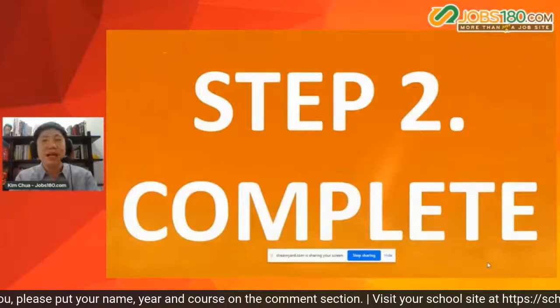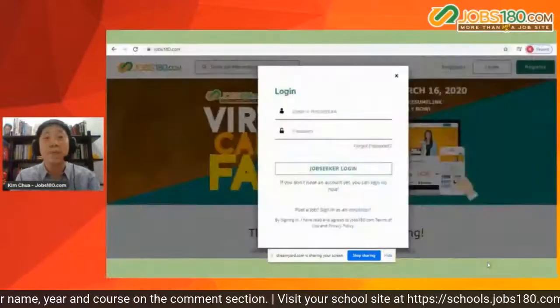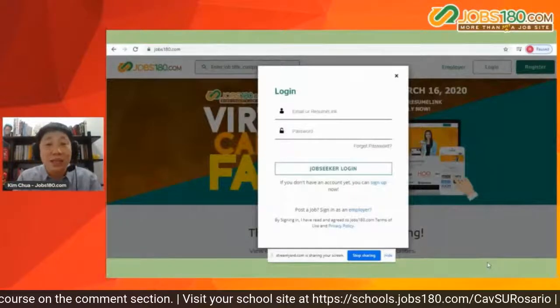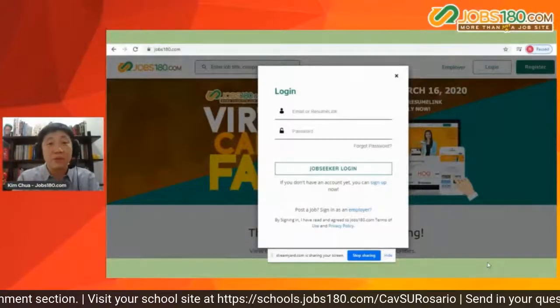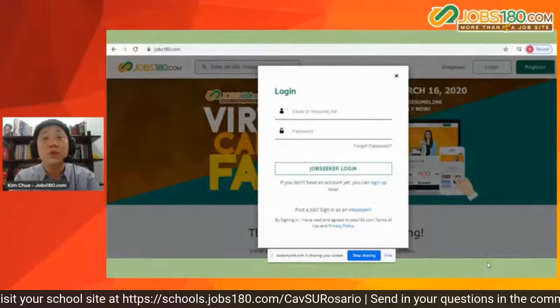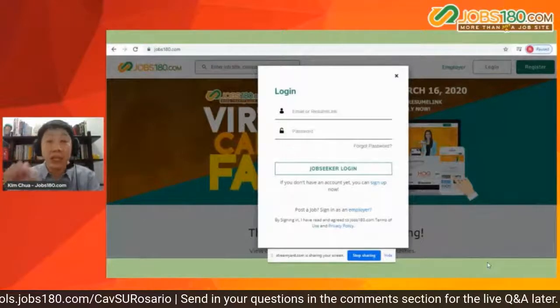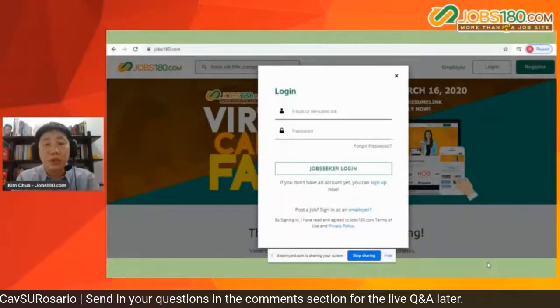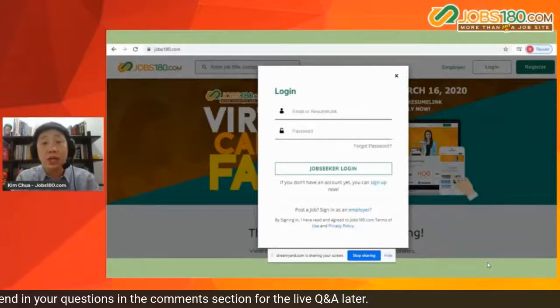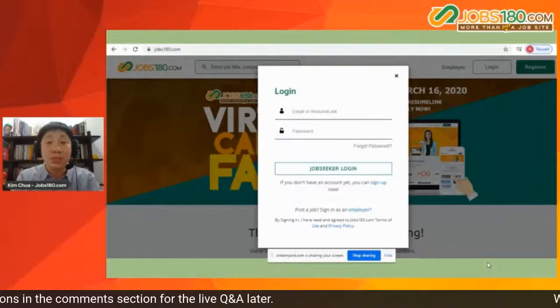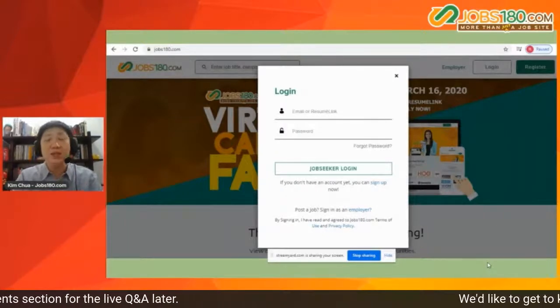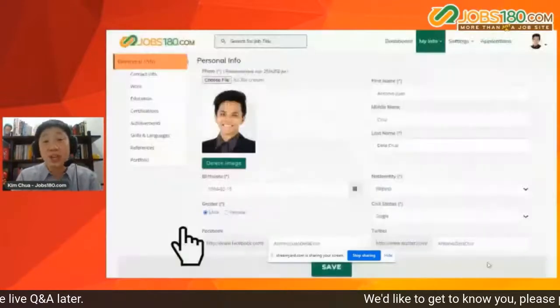Ang second step, ang pinaka-logical sa lahat. Kailangan kumpletong detalye nyo. So how do you do that? You go back again to your account by going to the website of jobs180.com. This time, hindi mo kailangan mag-register. Ang gagawin mo, mag-login. Pag login mo, lagay mo dito yung email nyo or resume link nyo, kayo lang may alam yan, at lalo na yung password nyo na kayo lang talaga may alam yan. So when you do that, you now go inside your account.